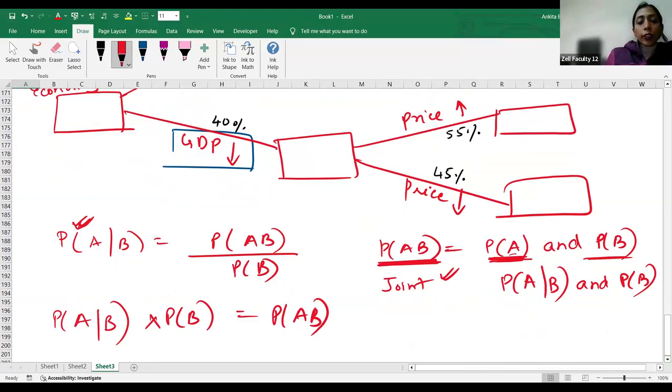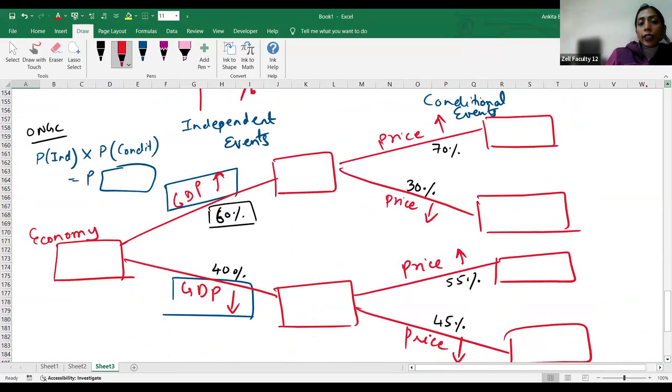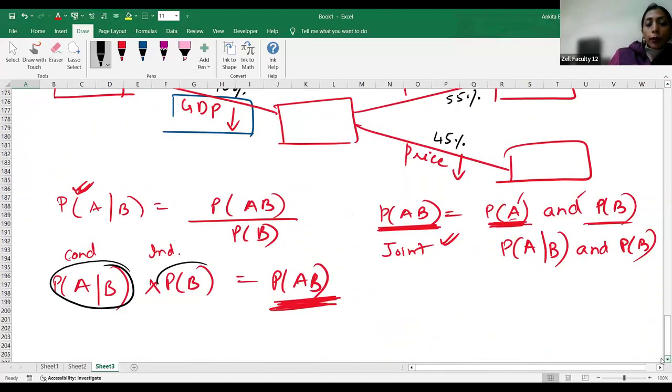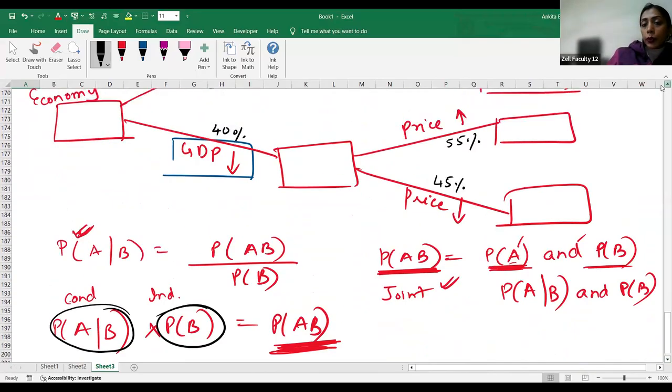So I'm saying that when you are calculating joint probability, you can calculate the joint probability of two independent events, and you can also calculate the joint probability of one conditional event and one independent event. Here you have an independent event and a conditional event. Now, if you want to calculate the joint probability of these, how do you calculate it? By multiplying the conditional probability with the independent probability. That is what I'm doing here.